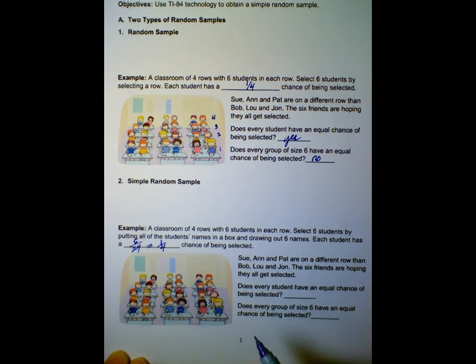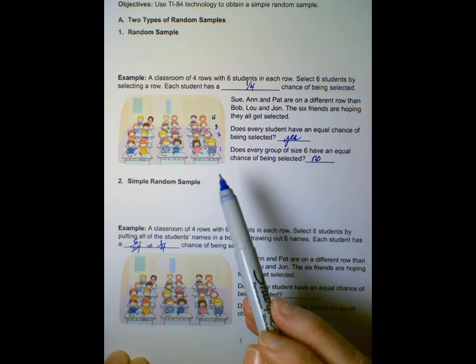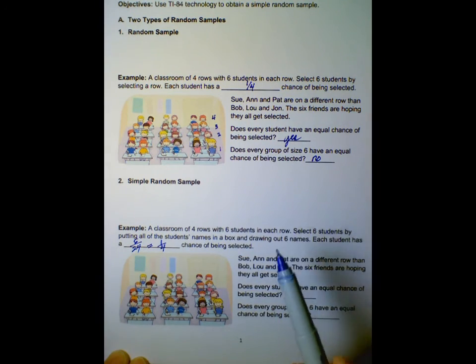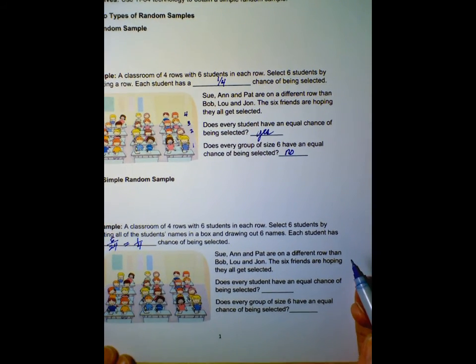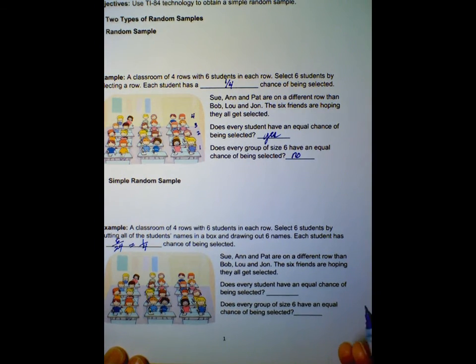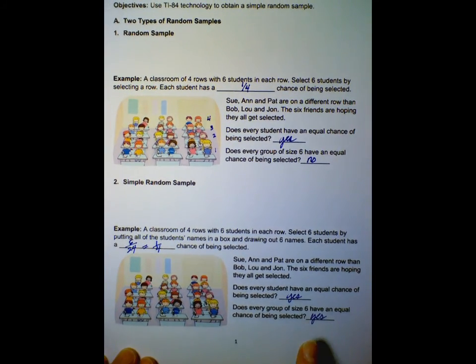So it is the same chance, but there's a difference. Here every student has a 1/4 chance, but they come in groups of 6, not just any group of 6. Here it's a 1 in 4 chance, but it can be any group of 6. So again, if Sue and Ann and Pat are on a different row than Bob and Lou and John, they're hoping to get selected. Does every student have an equal chance? Yes, every student has an equal chance. Does every group of size 6 have an equal chance? Yes. So this is the only way that all 6 of them could possibly be chosen. This way they could not.